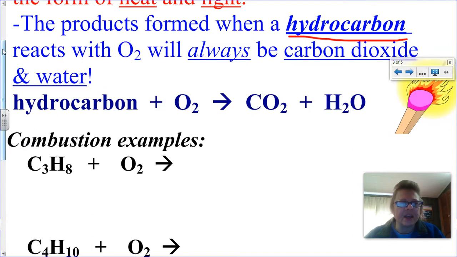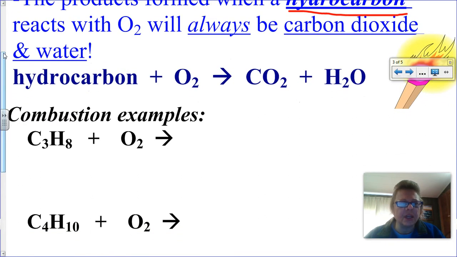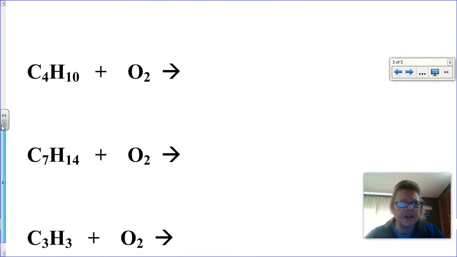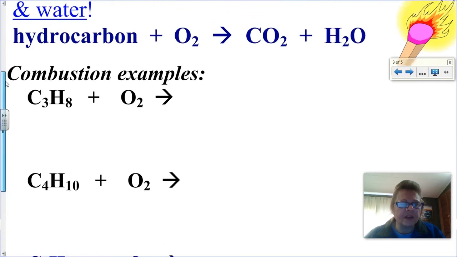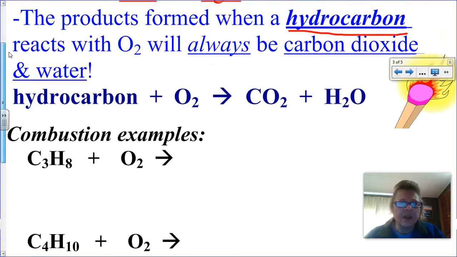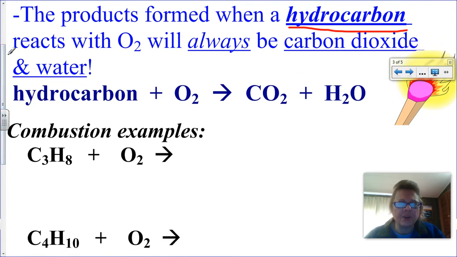These are easy to recognize reactions because look at all of our reactants. We have hydrocarbons reacting with oxygen. So those are our two reactants. Now in these examples, and the combustion reactions that you're going to be working with, they're all going to be hydrocarbons reacting with oxygen, but I have not given you the coefficients in front of the reactants. You're going to have to figure out what those are.